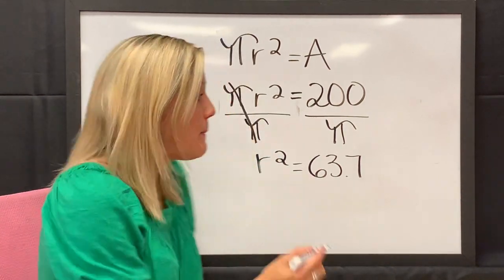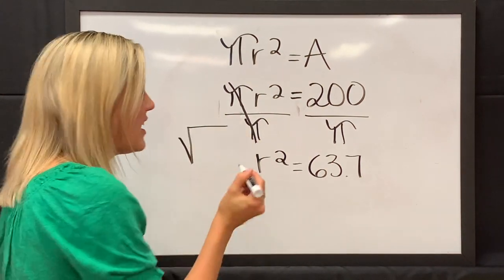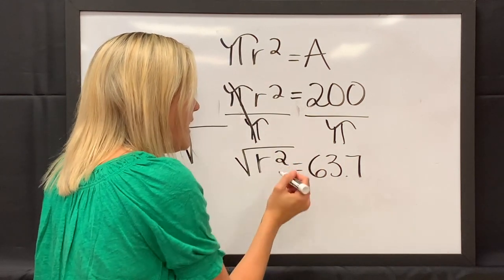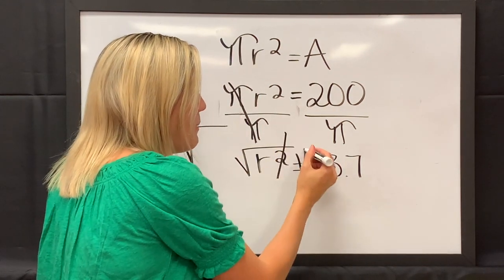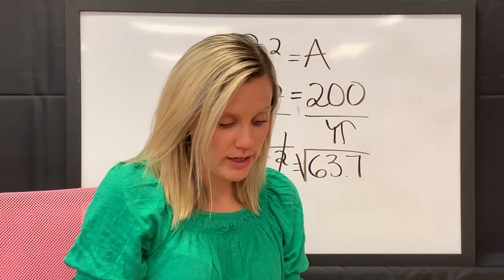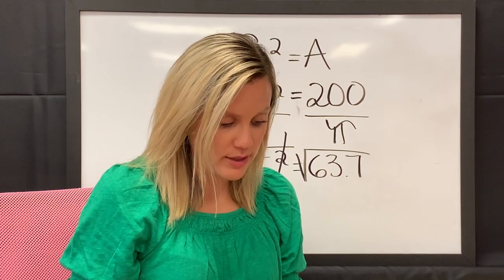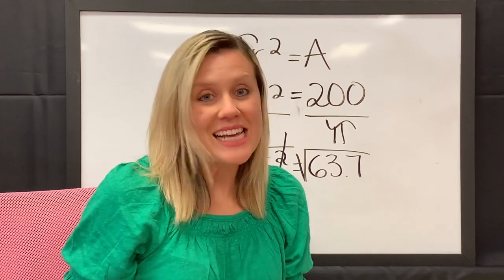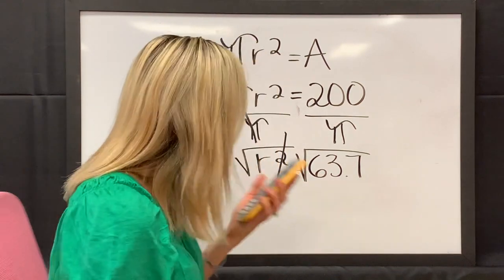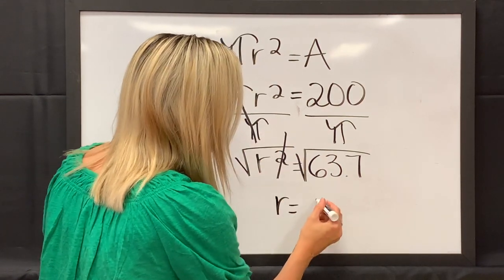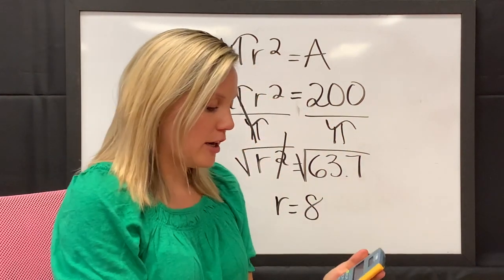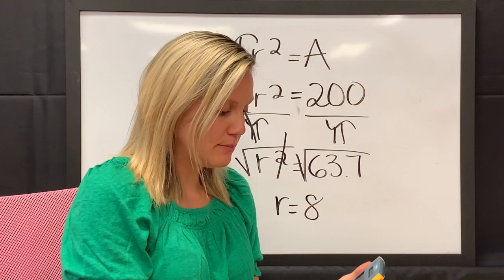So the way to get rid of this squared symbol is by square rooting it. On your calculator, it's a button that looks like this. Kind of like a check mark and then a line. So I'm gonna find that button in my calculator that's gonna undo this. And I'm gonna find the square root of 63.7. So square root of 63.7 equals 7.981, which would round to 8. So radius equals 8.